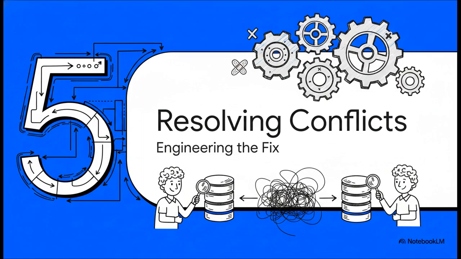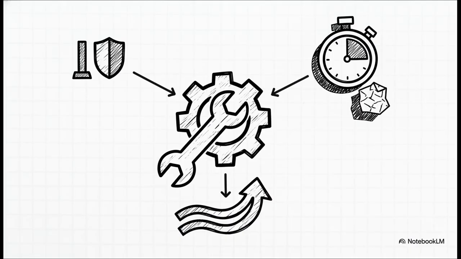Part 5, resolving write conflicts, engineering the fix. System designers basically have a few main strategies to wrangle these conflicting databases back into a consistent, uniform state. The easiest is conflict avoidance, just making sure all edits for a specific record always route to the exact same data center. But if you can't avoid conflicts, you have to resolve them. Some common strategies include last write wins, merging the values together, or leaning on custom application logic.